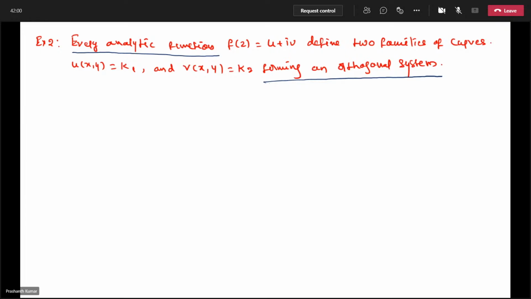Then what you want to do, you should find the analytic function for those family of curves. Using those family of curves, you should show that the function is analytic. If the function is analytic, automatically it should form an orthogonal system. In the reverse way we are proving the system.